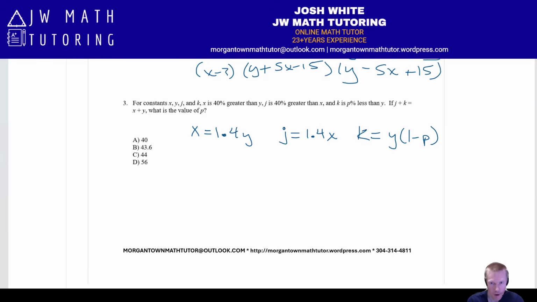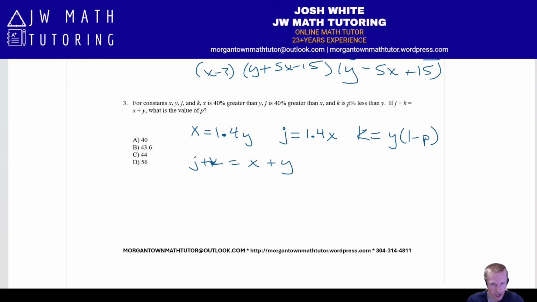Okay, so now we go to the equation. J plus k equals x plus y. All right, what's the value of p? So we have 4 different letters here. How are we going to find the value of p? Essentially, we're going to substitute in for everything, and we're going to get an entire equation in terms of y, and you're going to see the y's are going to drop out, and then you'll be left with a value for p.